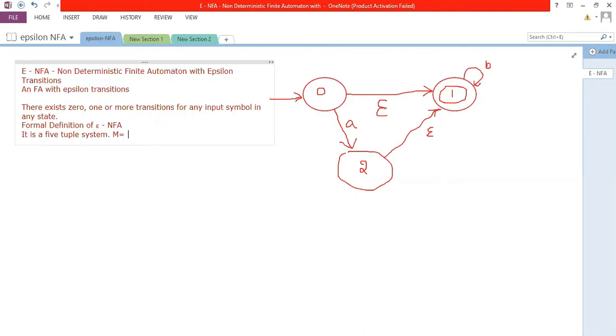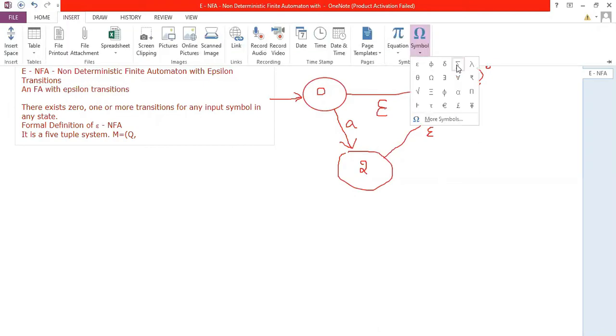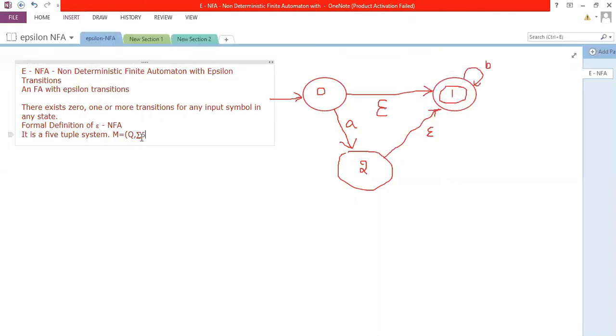M equals Q, sigma, delta, Q naught, F. So this would remain same.